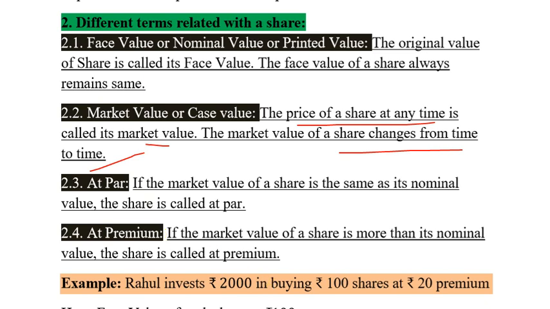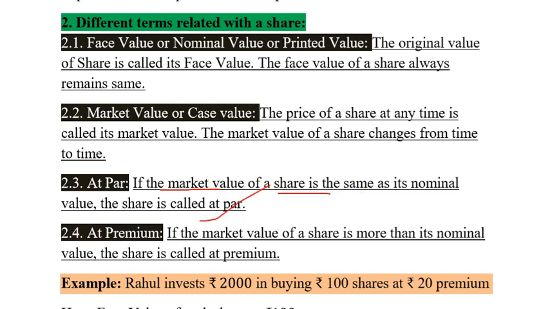At par. So at par means when face value and market value are the same, then we call that share at par. See, it's written, if the market value of a share is the same as its nominal value. We know nominal value and face value are the same. So that's why when the market value of a share is the same as its nominal value, it's called at par.